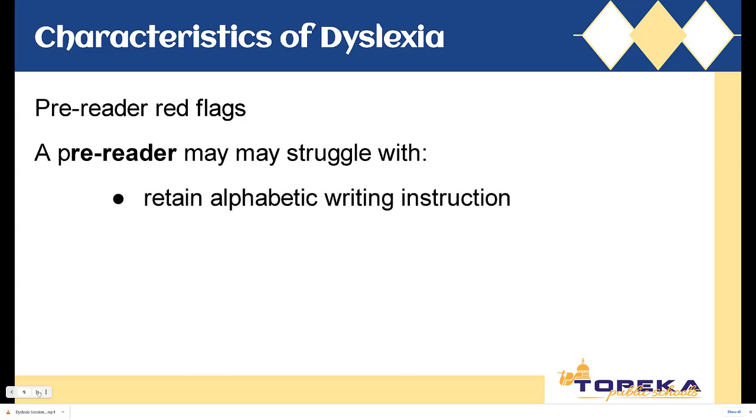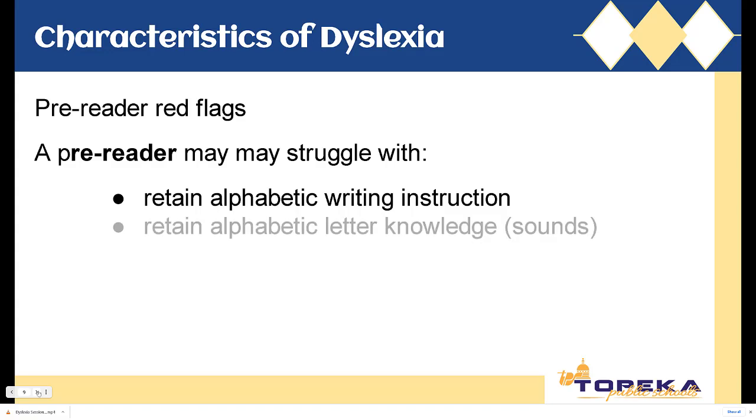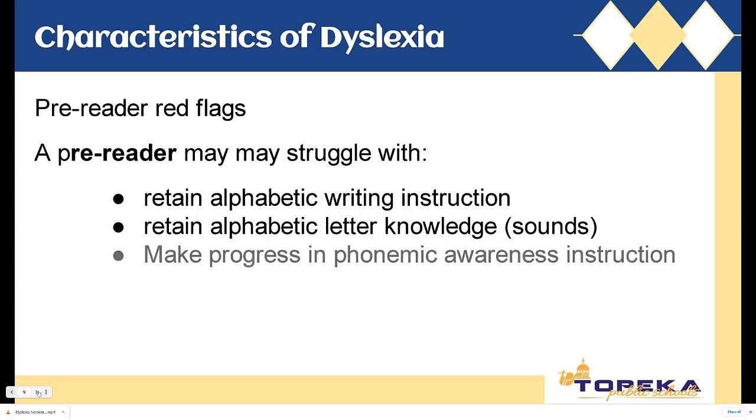He or she may struggle with retaining alphabetic writing instruction. That student may also struggle with alphabetic knowledge of letters and sounds. The student may not make progress in phonemic awareness instruction. Phonemic awareness instruction simply meaning the instruction in the letters and the sounds and how do we manipulate sounds, blend sounds together, for example, to make words.